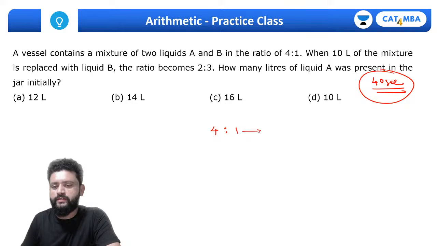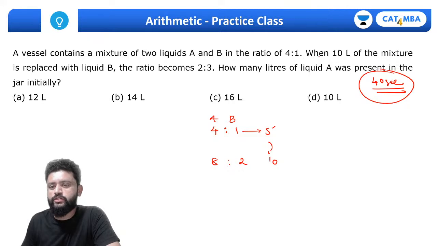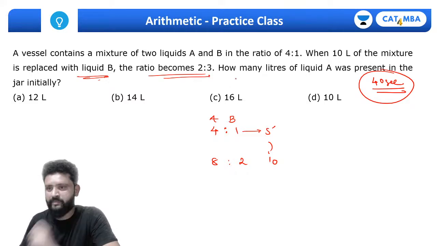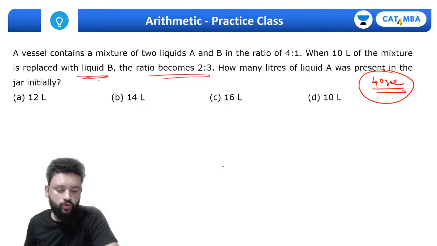4:1. 10 liters में कितना होगा? 8 and 2. Sorry, yes, you can do that way. A vessel contains a mixture of two liquids in the ratio 4:1. 10 liters of the mixture is replaced with liquid B. The ratio becomes 2:3. Let's not write the ratio and all. I hope all of you understand the question. I want you to directly apply the method. Chalo, quickly do it.